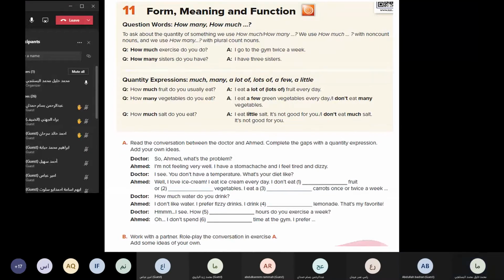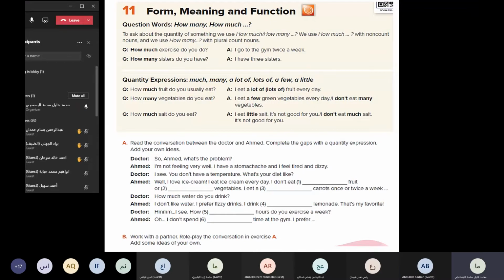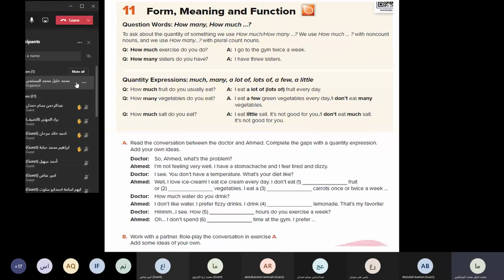Many is used with what? Plural countable nouns. Many is used with the plural countable nouns. And also it is used with negative sentences. Look here, I don't eat many vegetables. The word vegetables is what? Countable noun.